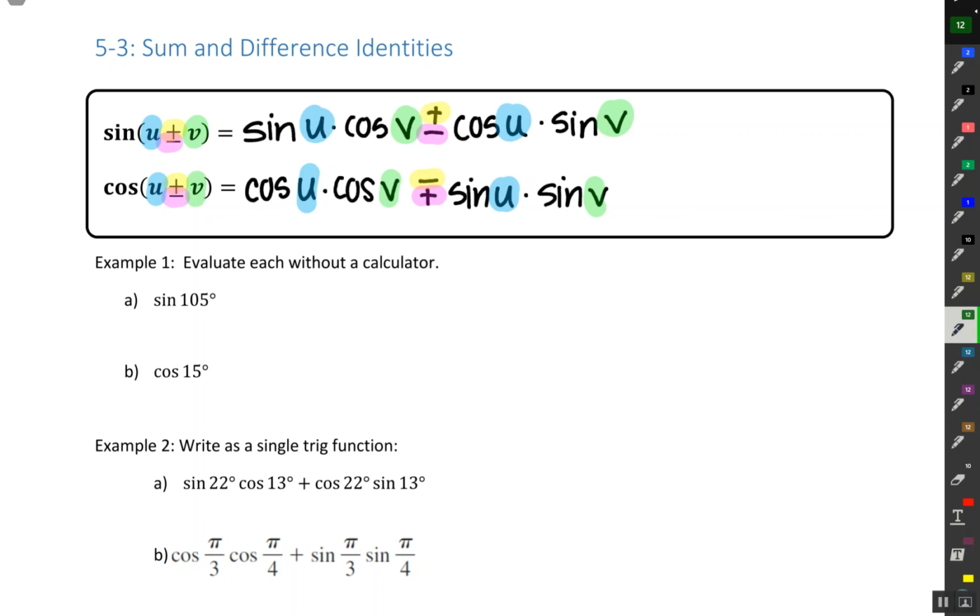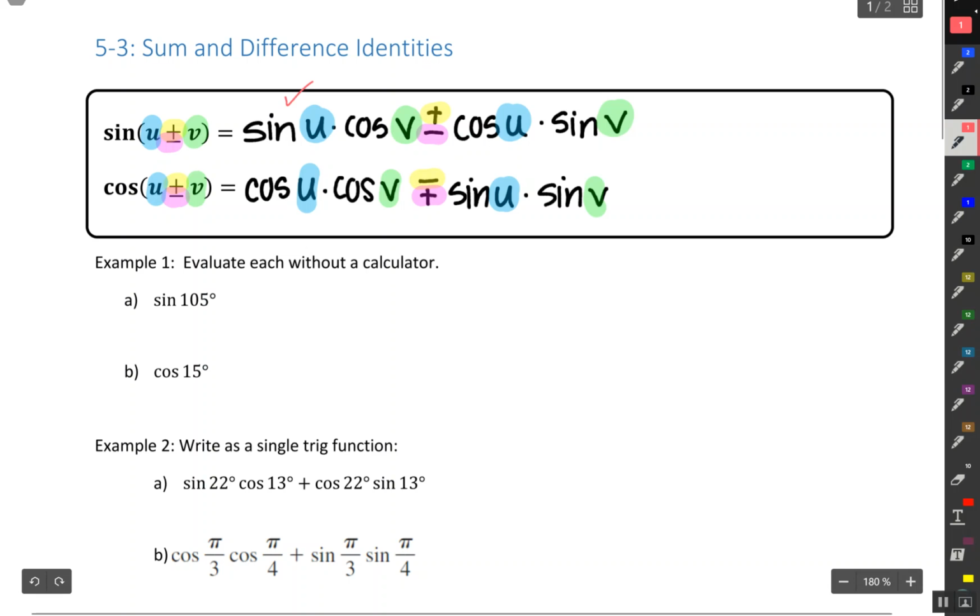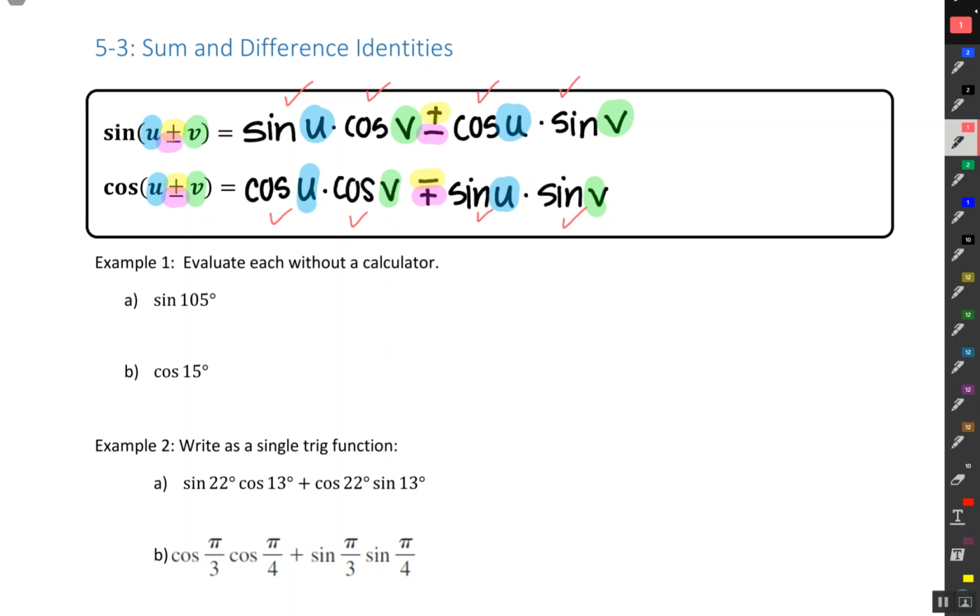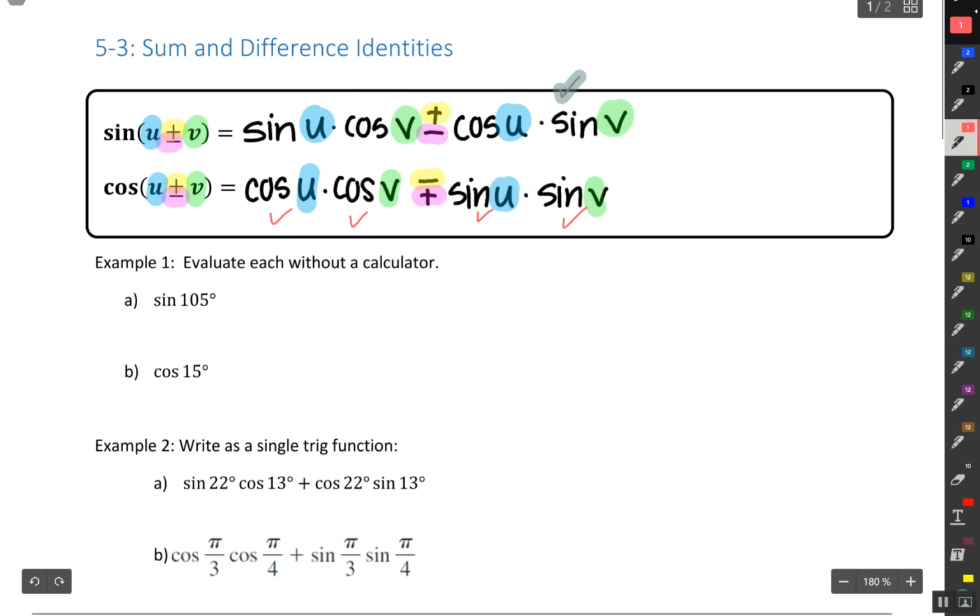There's a little song to help us remember the order of all this. It goes sine, cosine, cosine, sine, cosine, cosine, sine, sine. It's not really a song so much as it is a way of remembering the order. You have to remember the plus or minus stuff and all that.